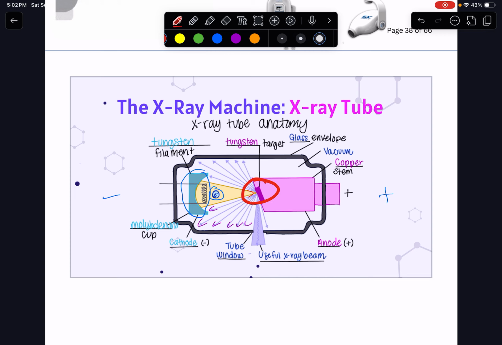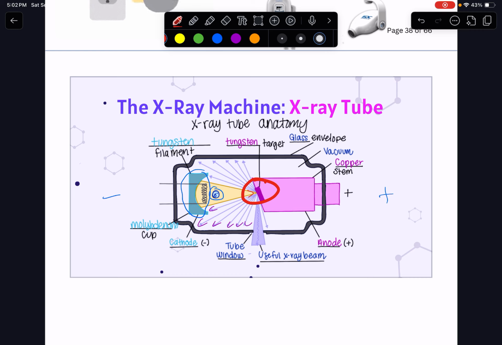So that's all it's saying. With that high voltage, we went from 3 to 5 to 65,000 to 100,000. It's gonna shoot it out to this tungsten target, okay? That's all it's doing for step number 4. Okay, let's move on to step number 5.